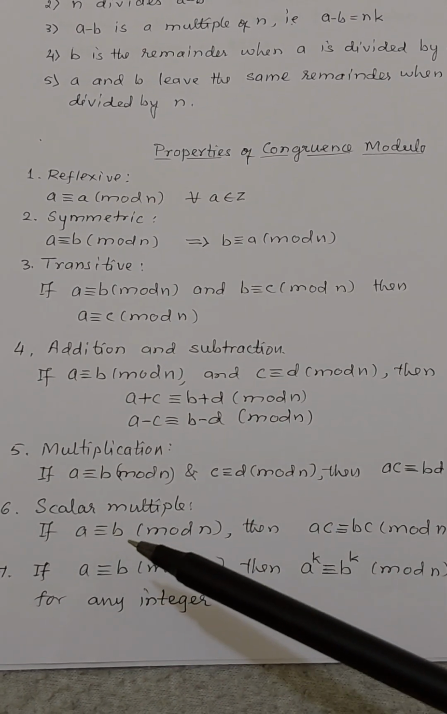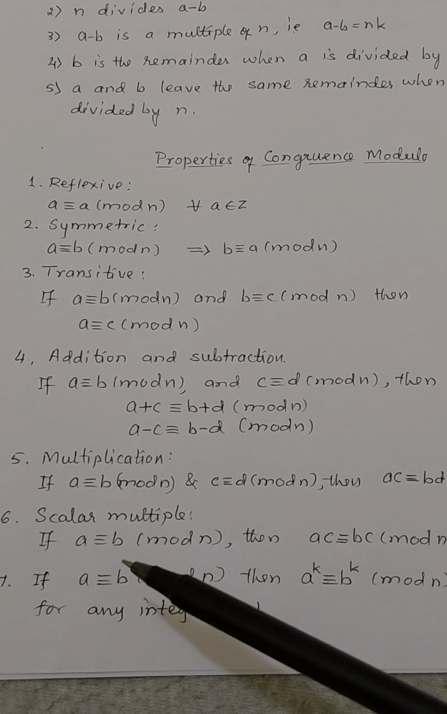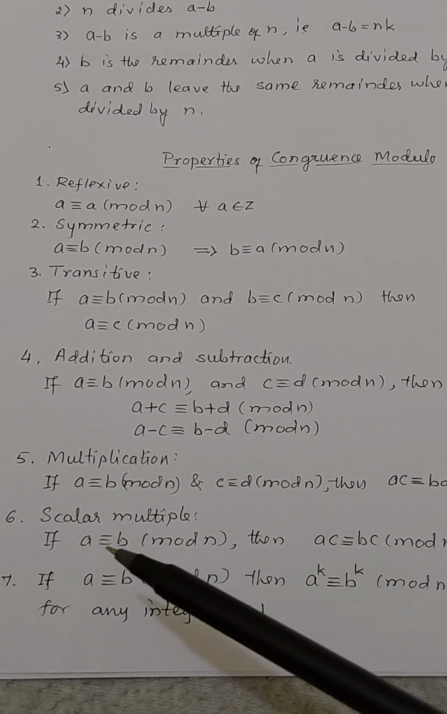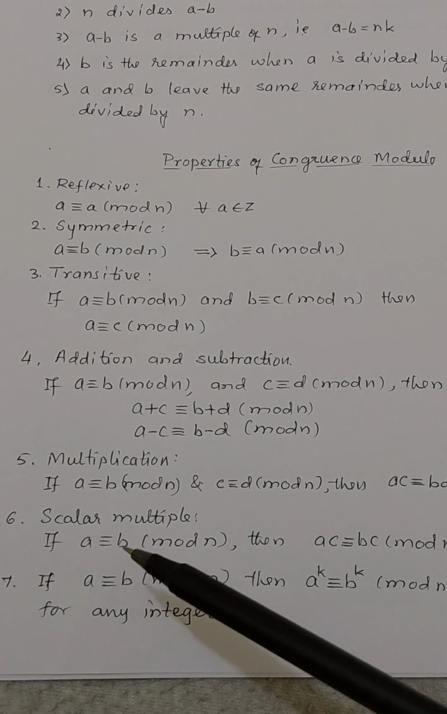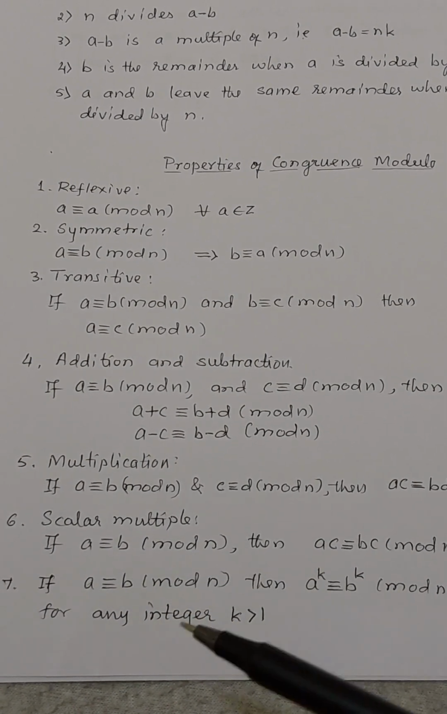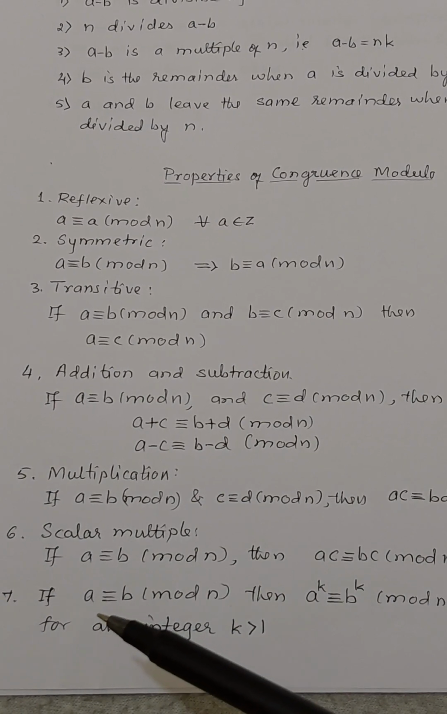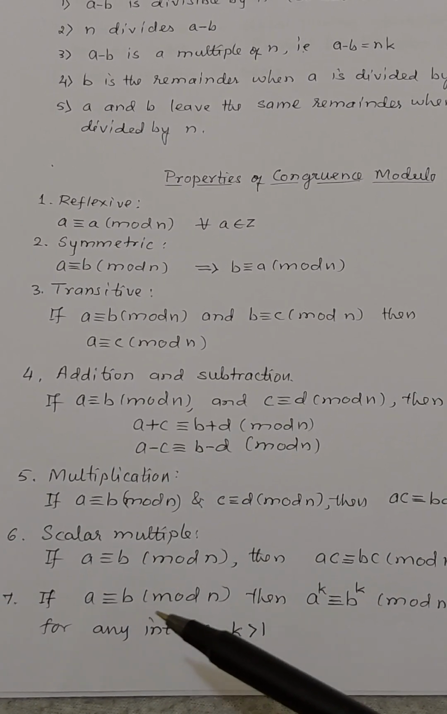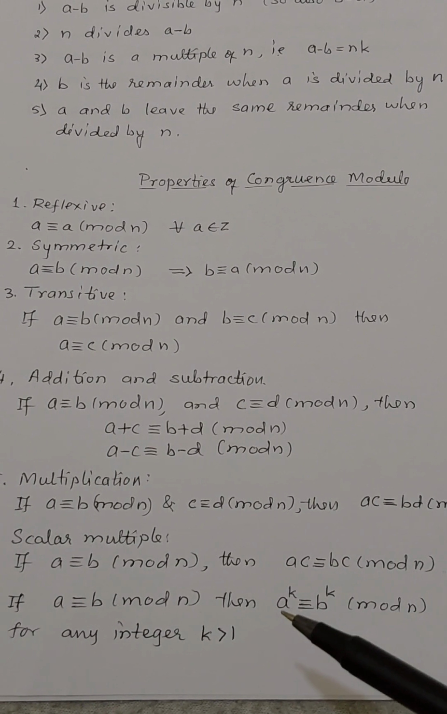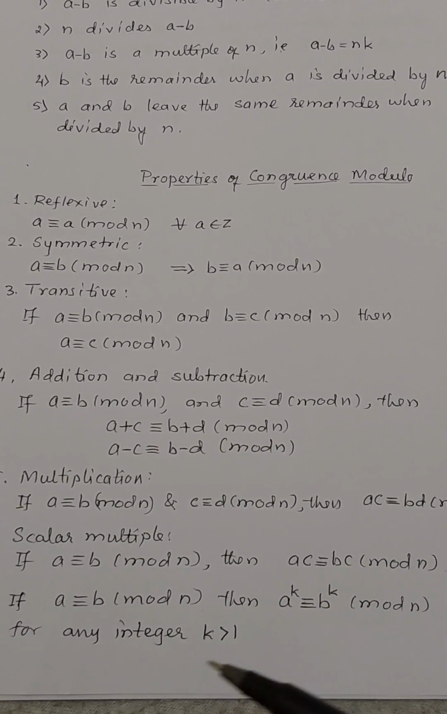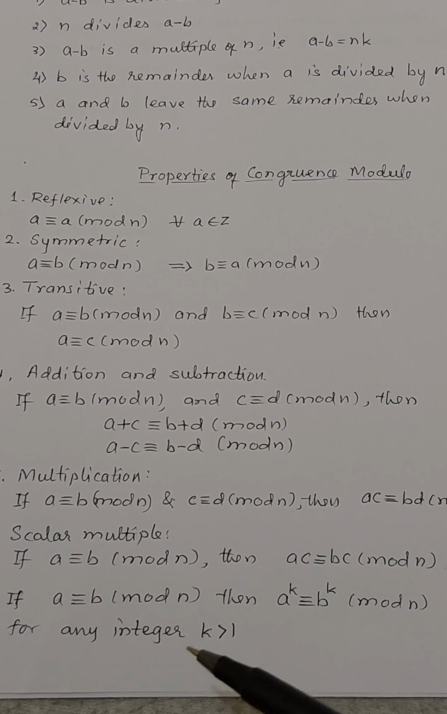If A is congruent to B mod n and C is any positive integer, we can multiply both sides by C, then AC becomes congruent to BC mod n. Another important property is that if A is congruent to B mod n, then A power k will be congruent to B power k mod n, where k is any positive integer.